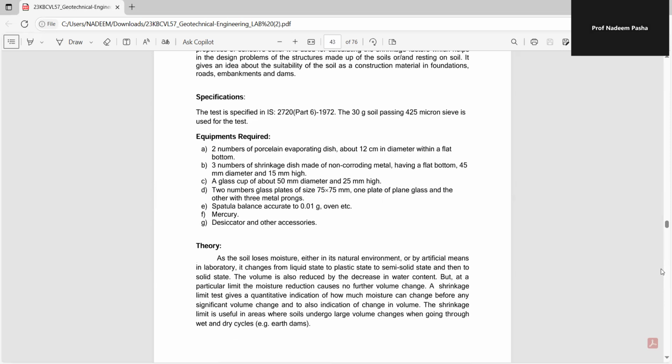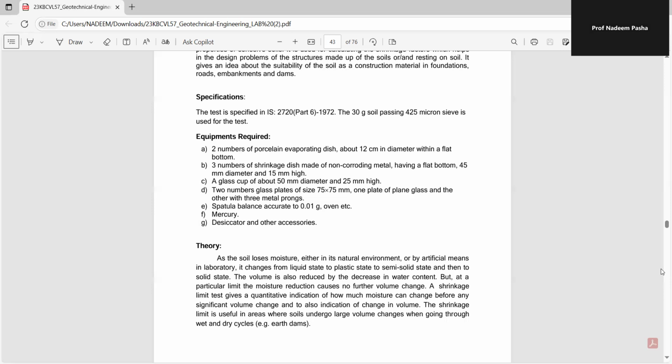Specification. The test is specified in IS 2720 Part 6, 1970. 30 gram soil passing through a 425 micron sieve is used for the test. Equipment required: two porcelain evaporating dishes about 12 centimeter with a flat bottom; three shrinkage dishes made of non-corroding material having a flat bottom, 45 mm diameter and 15 mm high; a glass cup of about 50 mm diameter and 25 mm height; two glass plates of size 75 mm, one plain glass and the other with three metal prongs; spatula, balance accurate to 0.01 gram, oven, mercury, desiccator and other accessories.